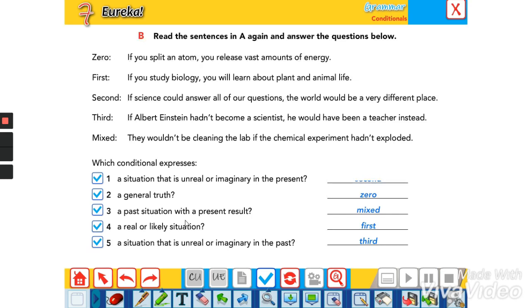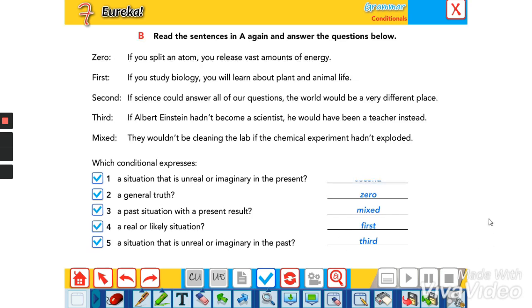3, a past situation with a present result. This is mixed conditional, so you need to cross it out. 4, a real or likely situation. This is the first conditional. And 5, a situation that is unreal or imaginary in the past. So this is the third conditional.